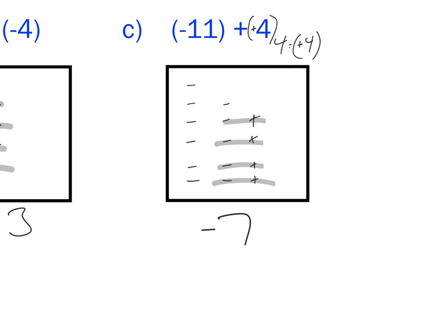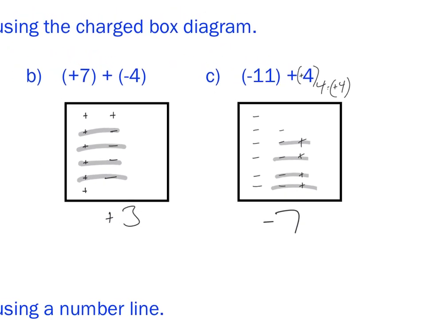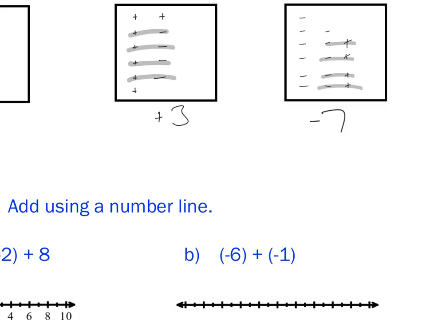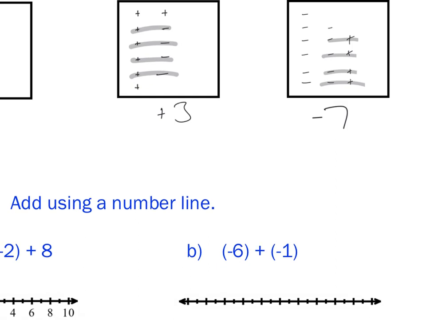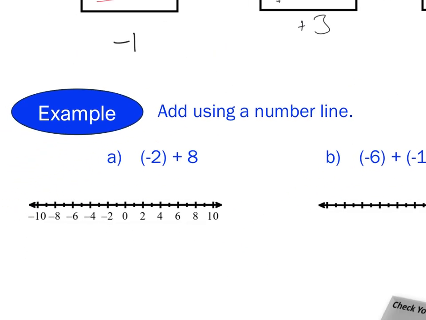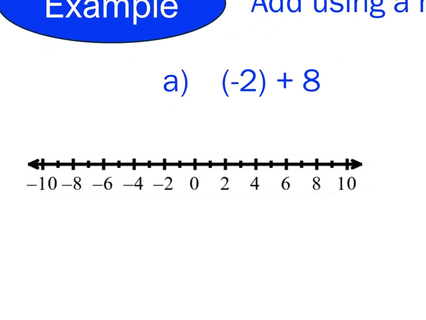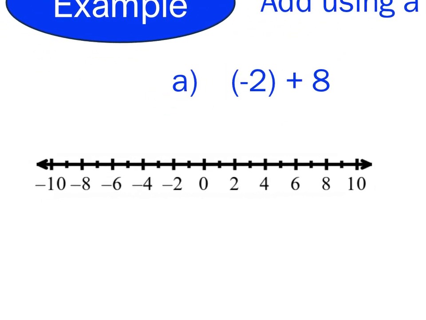Next, we're going to use number lines as well. And the same idea, if you're not sure of the rules, number lines can help you. So let's take a look and see how we would do this. All right, we have -2 plus 8. No problem. So the first number is -2. I'm going to find -2. It lives right here. I'm going to put a big old dot at -2. Make it clear that this is where I'm starting from.